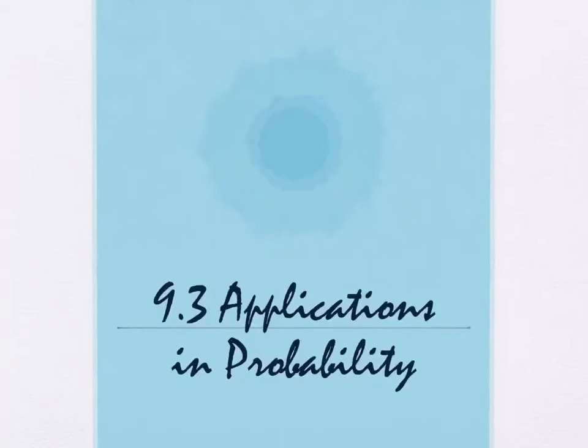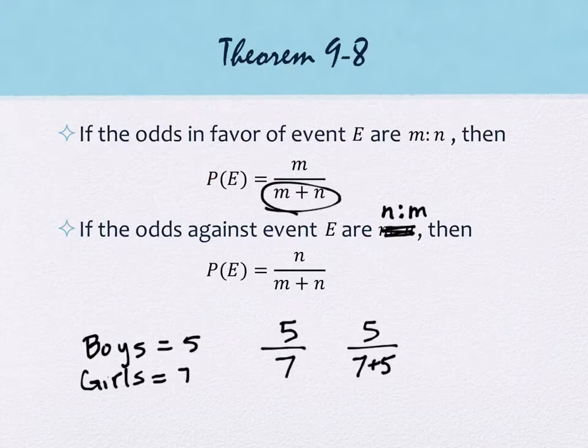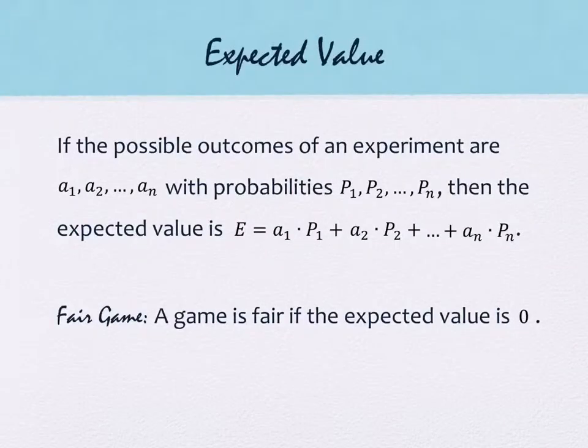All right, we left off in section 9.3 last time. We were looking at some applications of probability, and in particular, the one that we were looking at last was expected value. And if you remember, this is our formula for expected value.